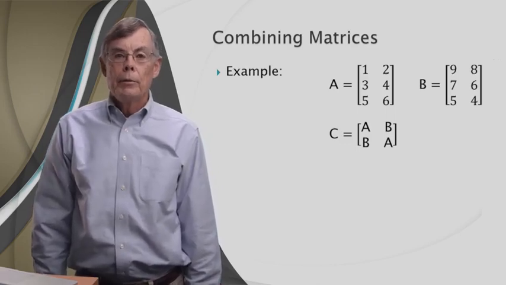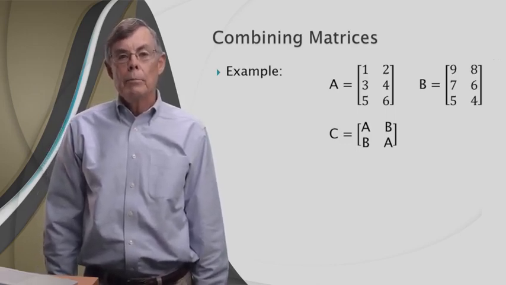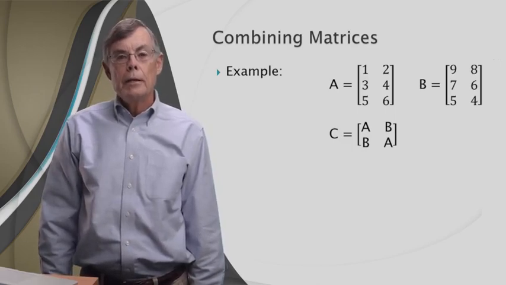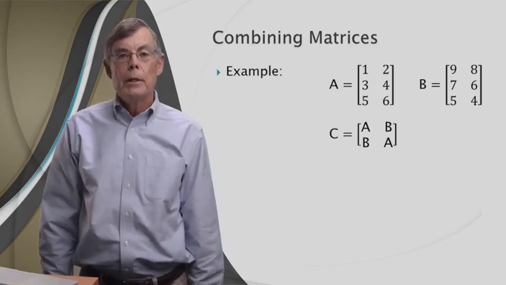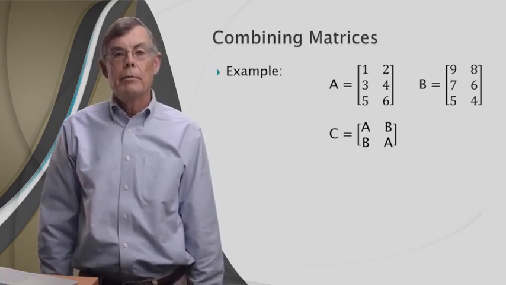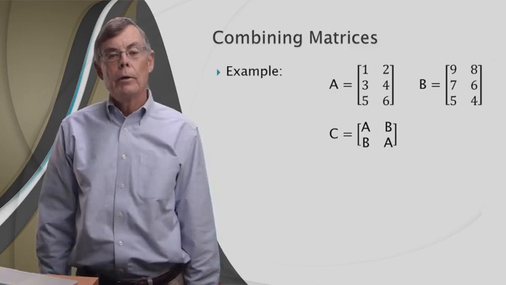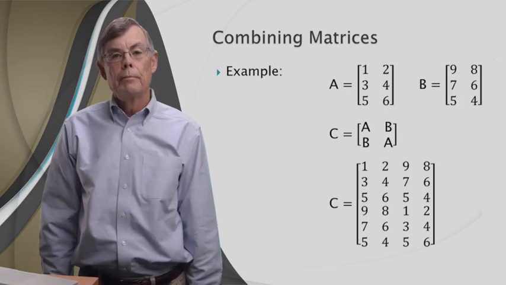And here is a matrix C, which is the combination of A and B. C has A in its upper left corner, B in its upper right corner, another copy of B in its lower left corner, and another copy of A in its lower right corner. And here's what it looks like.